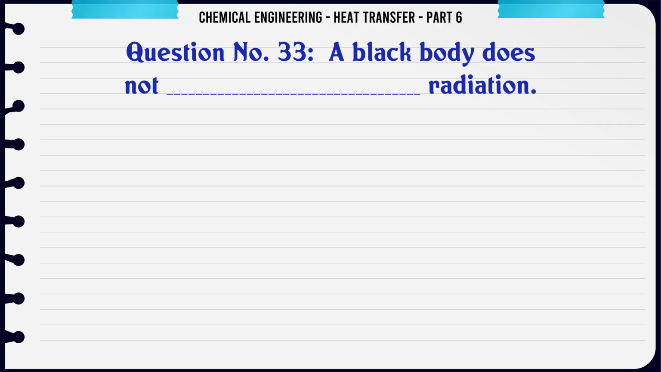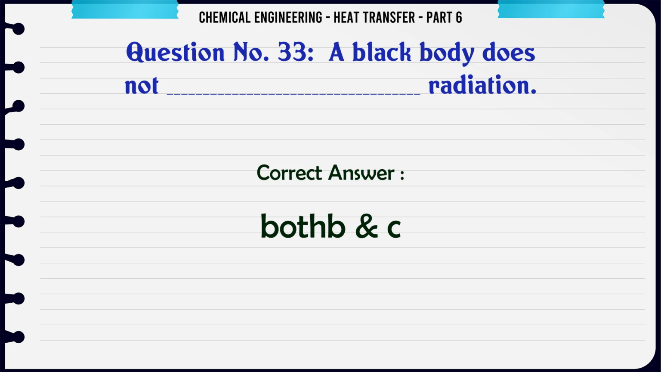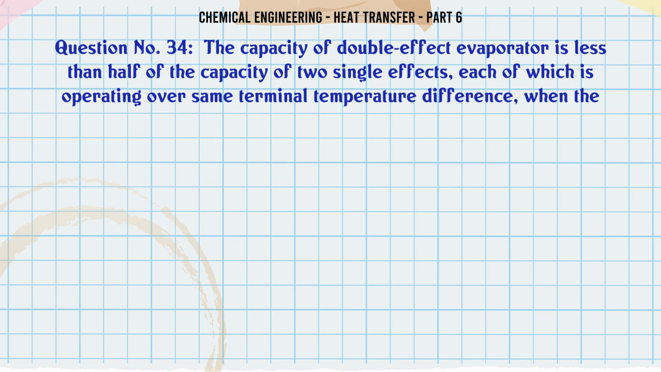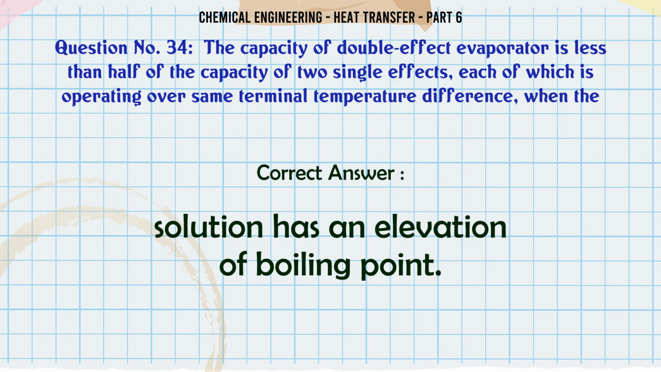A black body does not do which of the following with radiation? A absorb or emit, B refract, C reflect, D both B and C. The correct answer is both B and C. The capacity of a double effect evaporator is less than half of the capacity of two single effects, each of which is operating over the same terminal temperature difference, when the A solution has an elevation of boiling point, B evaporators operate under vacuum, C evaporators operate at atmospheric pressure, D none of these. The correct answer is solution has an elevation of boiling point.